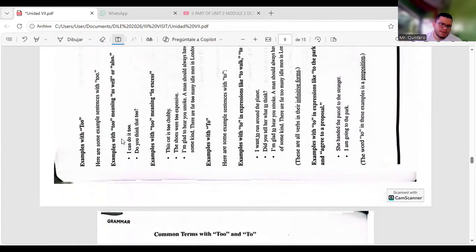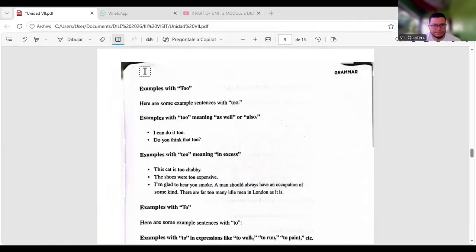Examples of too. Here are some sentences with too, meaning as well or also. I can do it. I can do it too. Yo lo puedo hacer también. Do you think that too? ¿Tú también piensas eso?